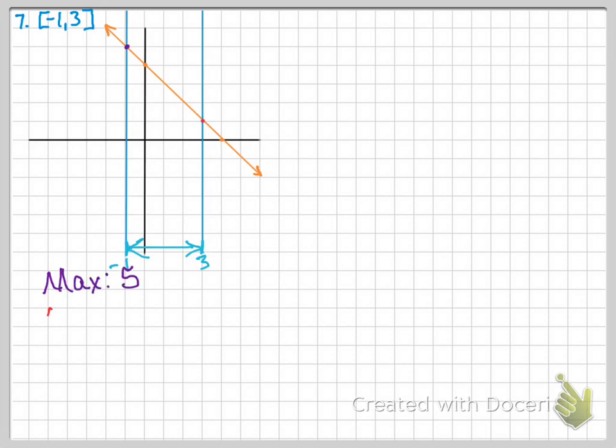So I'm just going to count up, and I find that dot at -1, 1, 2, 3, 4, 5. So -1, 5. So at -1, my max is at 5. Okay, then I'm going to look at 3. I'm going to look on the other end at the red dot here. Okay, that goes over 1, 2, 3 and up 1. So when x is 3, my minimum is 1.